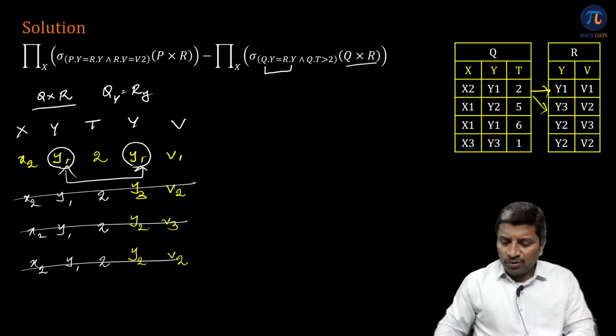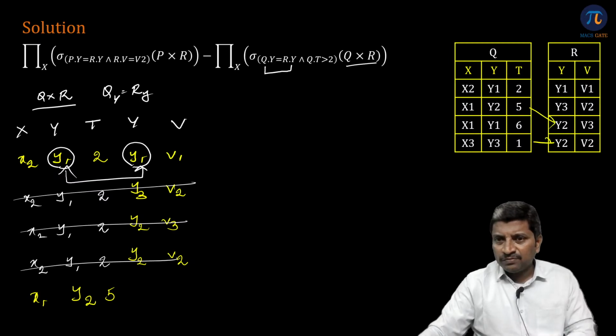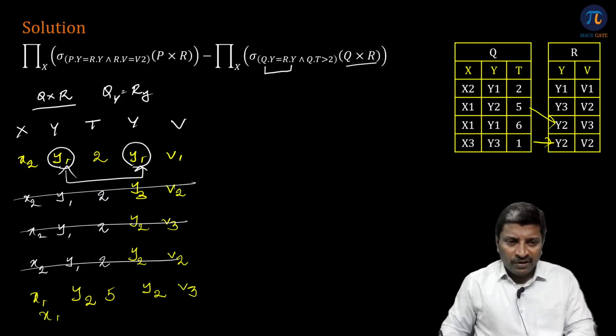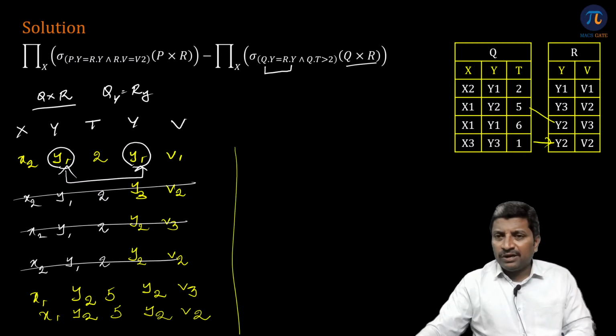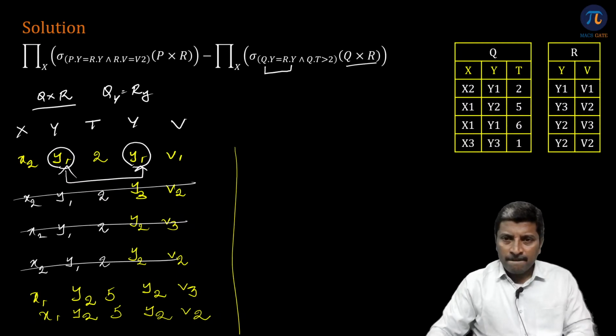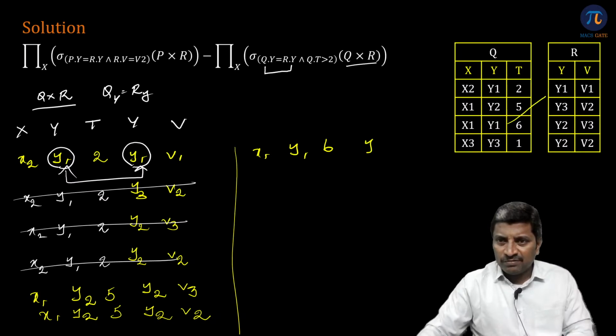Okay. Now let's go to the second record. What is the second record? X1, Y2, 5. Y2 is having 2 matchings. So Y2, V3. X1, Y2, 5, Y2, V2. Fine. Let us write the remaining. For the third record, X1, Y1, 6. Y1, sir, it's having only one matching. Y1, V1.